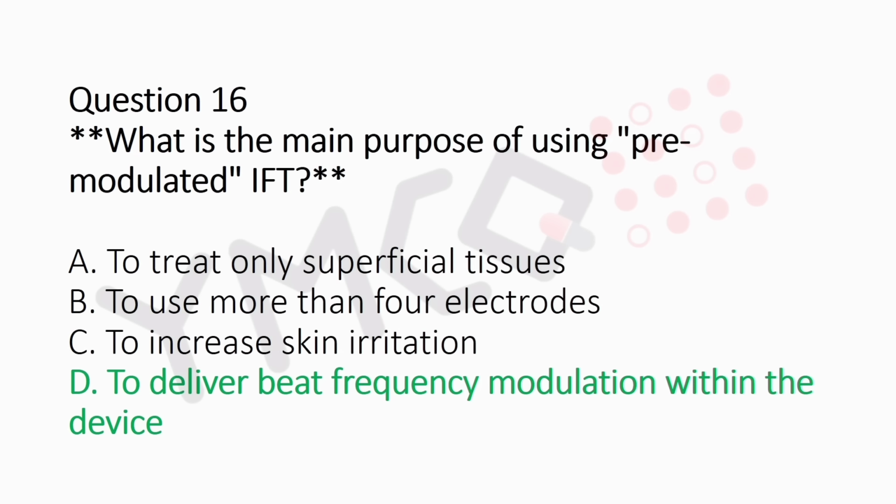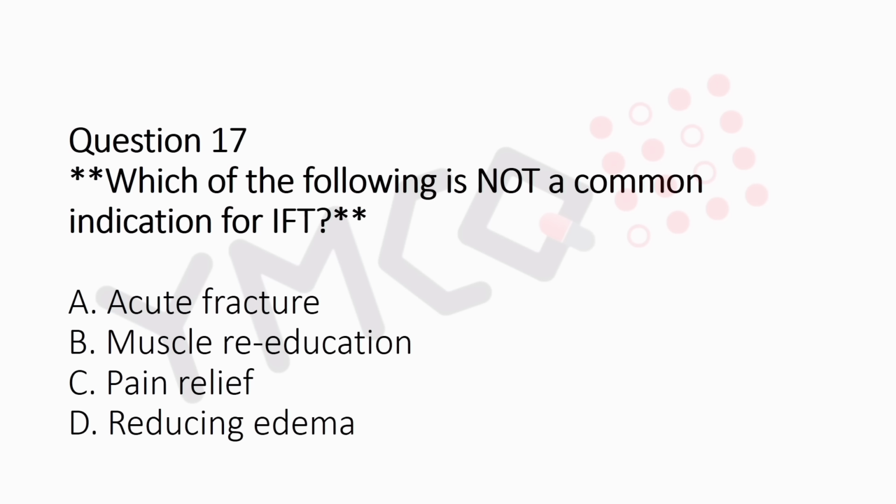Now let's move to question number 17. Which of the following is not a common indication for IFT? Option A, acute fracture. Option B, muscle re-education. Option C, pain relief. Option D, reducing edema. And the answer is option A, acute fracture.